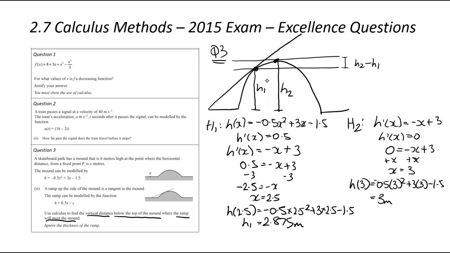So that is coincidental that we got 3 here and we've got 3 there. Our final step, h2 minus h1, is going to be equal to 3 minus 2.875. And when you get that, that is a 0.125 meter difference. So that means the vertical distance that they're talking about relates to that 0.125 meters. And that was the gap that we had up in here in our diagram.